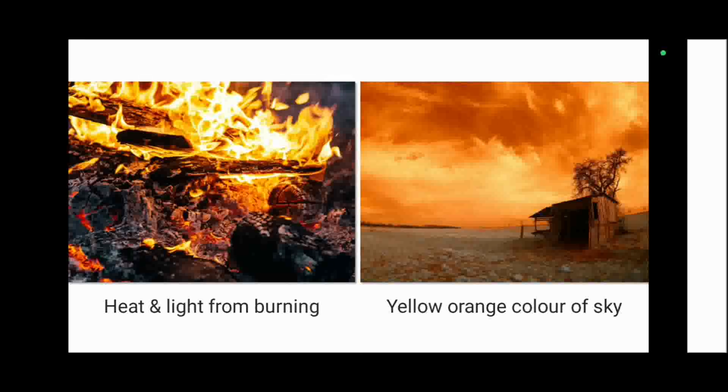And then the yellow orange color of the sky. How does physics explain the yellow orange color of the sky? The yellow orange of the sky during sunrise and sunset can be explained by physics as follows. Firstly, we can explain it by the scattering of light.